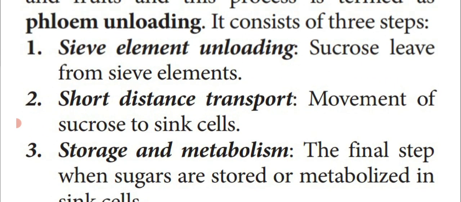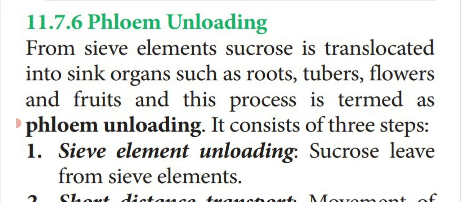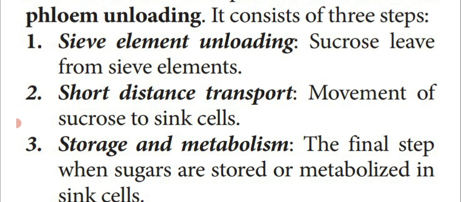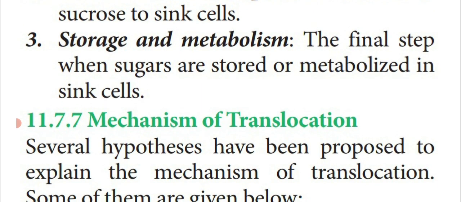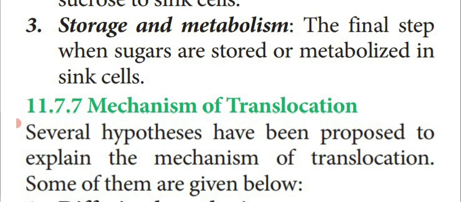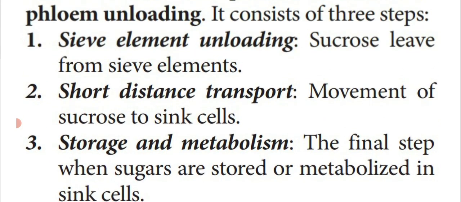First one is sieve element unloading, which means the sieve elements release the food material. Then short distance transport, the movement of sucrose into the sink cells. Third one, they are stored in the form of sugar material, or used for metabolic processes in the sink cells. That is said to be storage and metabolism. So this is phloem unloading.